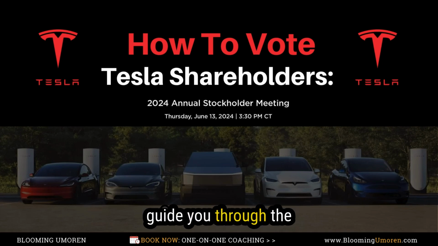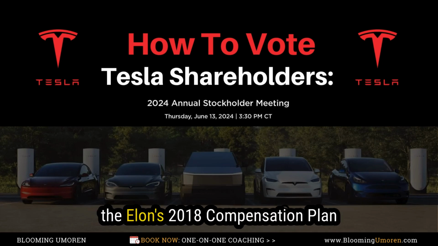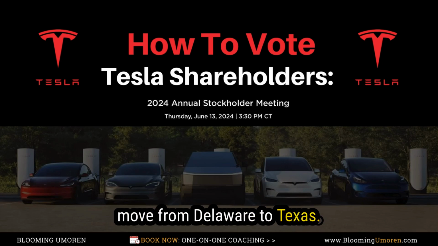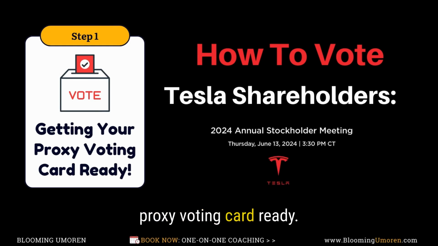I'm going to guide you through the entire voting process, including key items like Elon's 2018 compensation plan and the proposed headquarters move from Delaware to Texas. Let's get started. Step 1: Getting your proxy voting card ready.